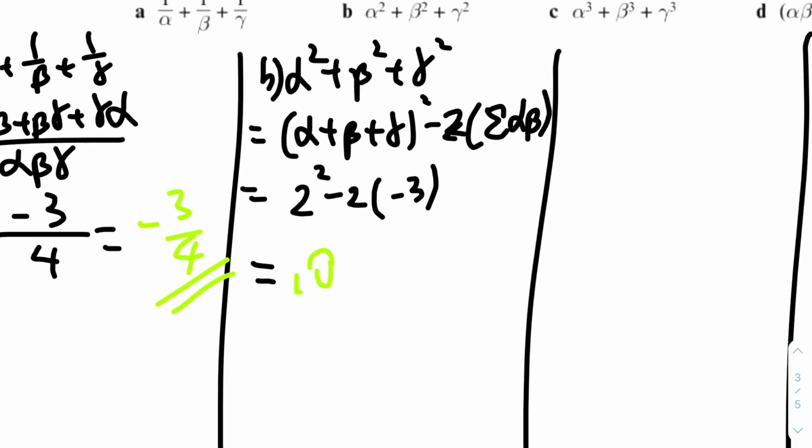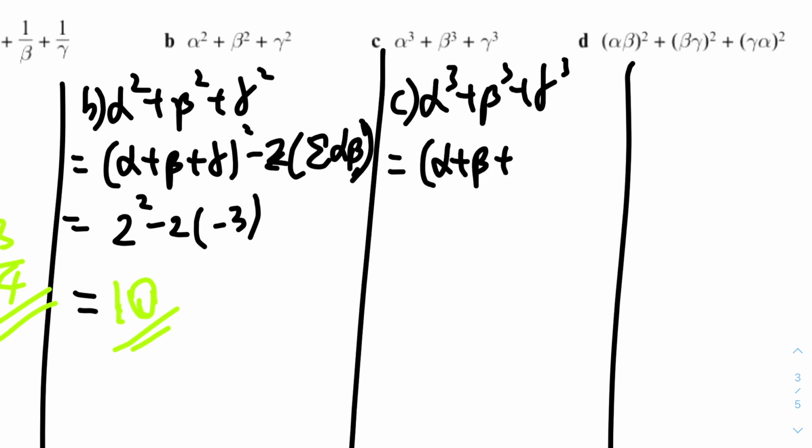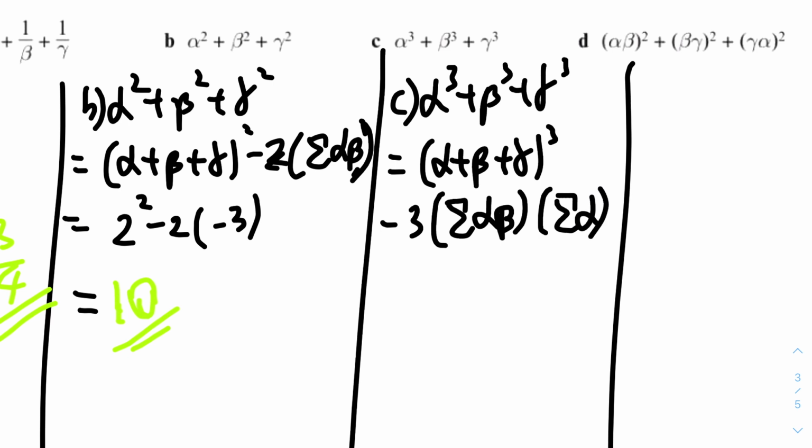10, like so. And part C, alpha cubed plus beta cubed plus gamma cubed. So this is a little more complicated. This will be equal to alpha plus beta plus gamma, cubed, minus 3 times the sum of product pairs times the sum of roots, plus 3 times the product of all the roots. And this is quite a complicated one.